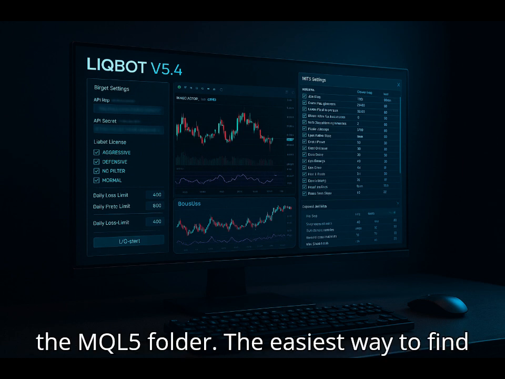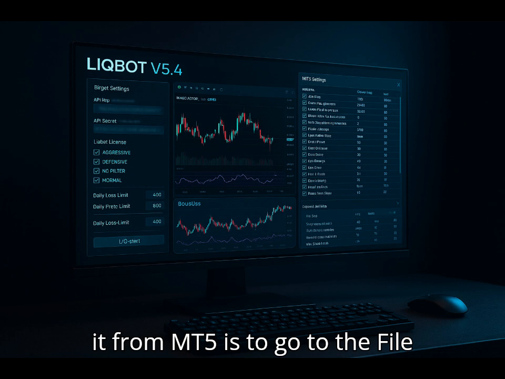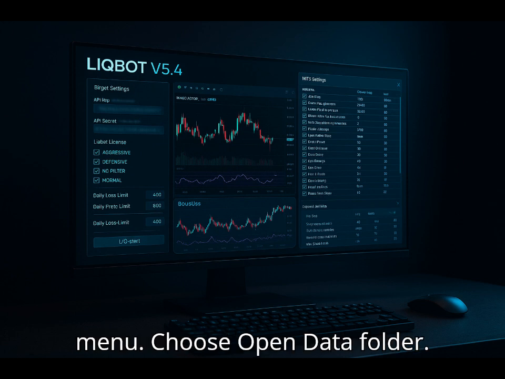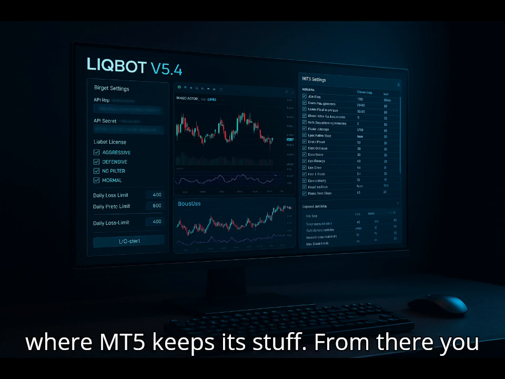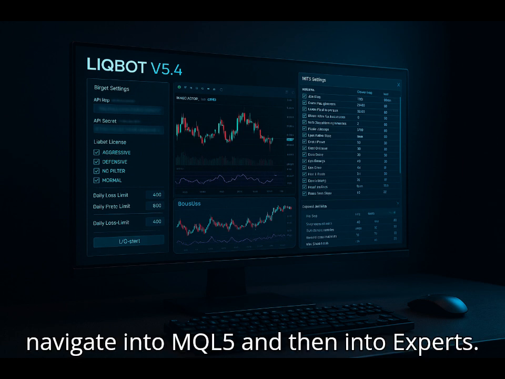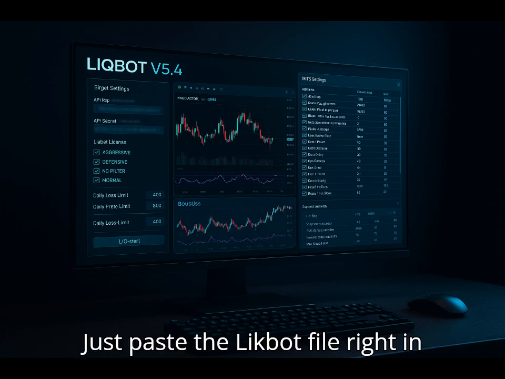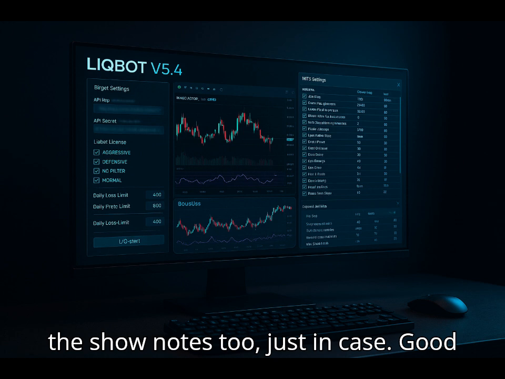The easiest way to find it from MT5 is to go to the File menu, choose Open Data Folder. Oh, okay. That opens up Windows Explorer, right where MT5 keeps its stuff. From there, you navigate into MQL5 and then into Experts. Just paste the LiqBot file right in there. We'll put the full typical path in the show notes, too, just in case.